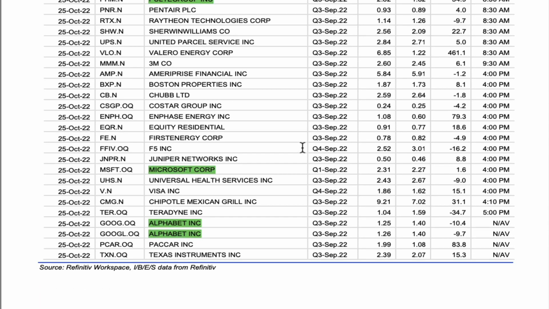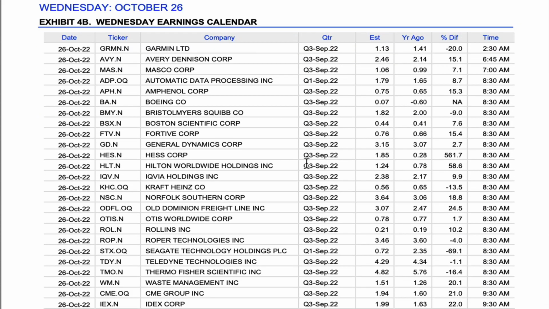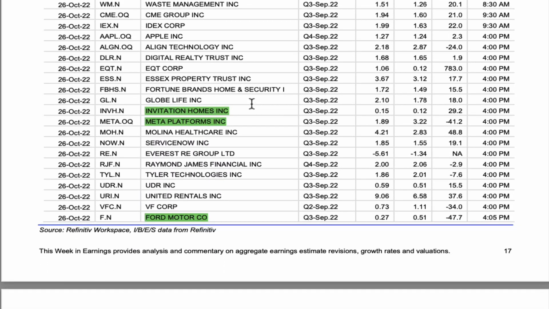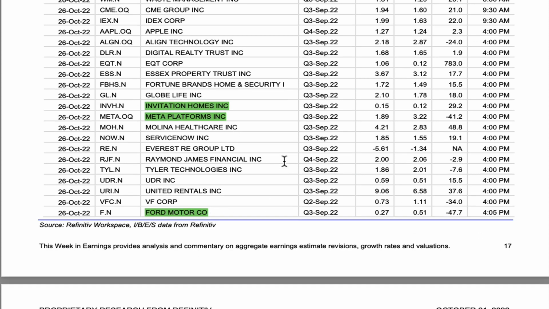Then after the bell, you start to get tech. It's a big week for tech. You have Microsoft followed by Alphabet. The next day, you have some more homes, Invitation Homes. Then you have Facebook, and then Ford at the after the close.